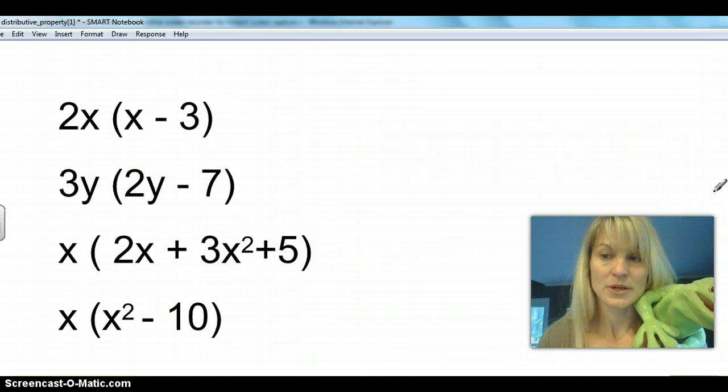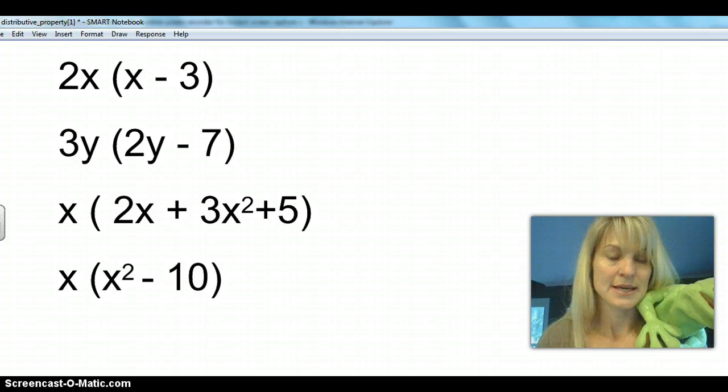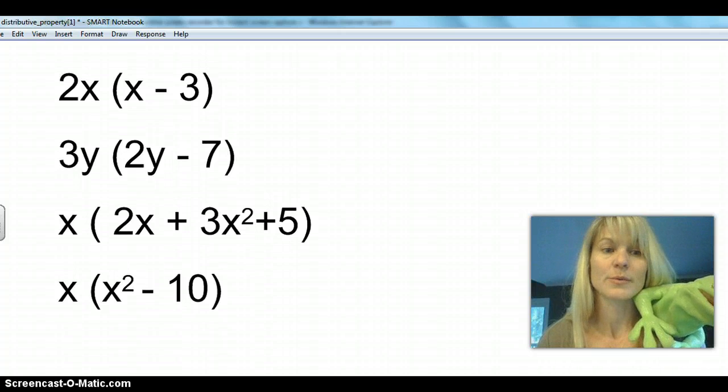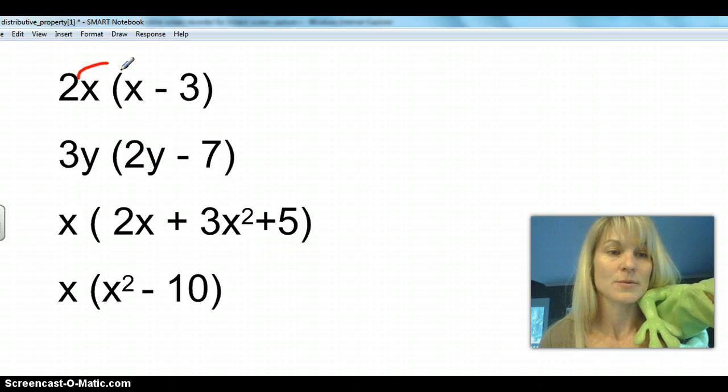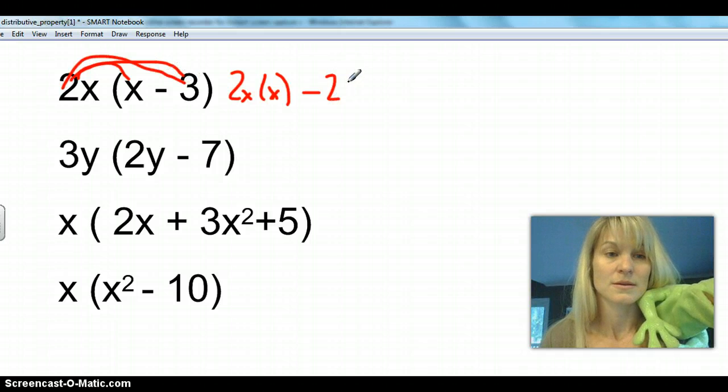And then the last thing I want to go over is this, because here we're multiplying variables times variables. So as we did, again, we're going to multiply here. Okay, and it helps if you write it out. That is 2x times x first. Then this is a minus, so we bring in the minus. And then we have 2x times 3.